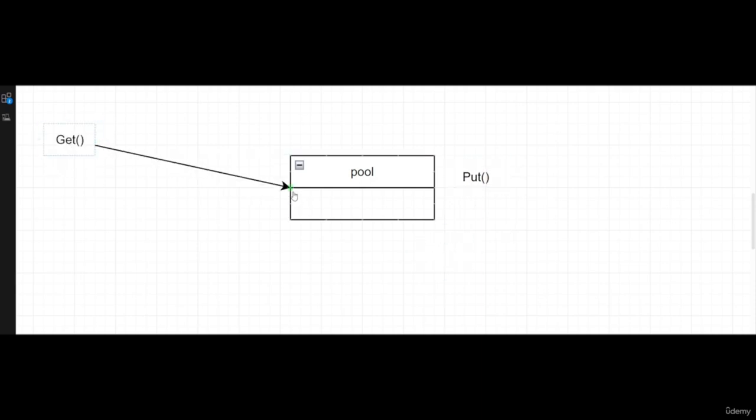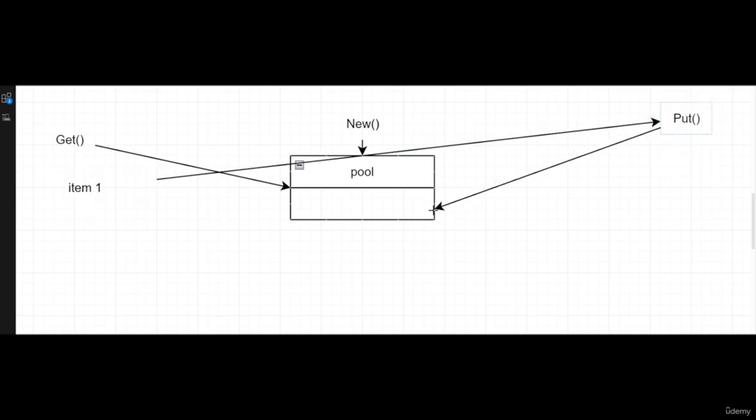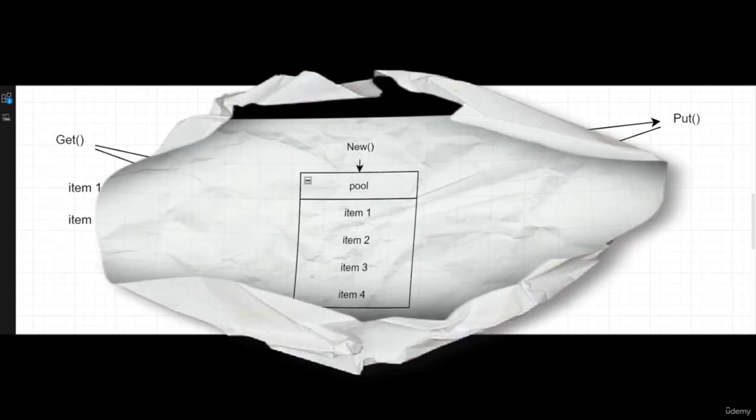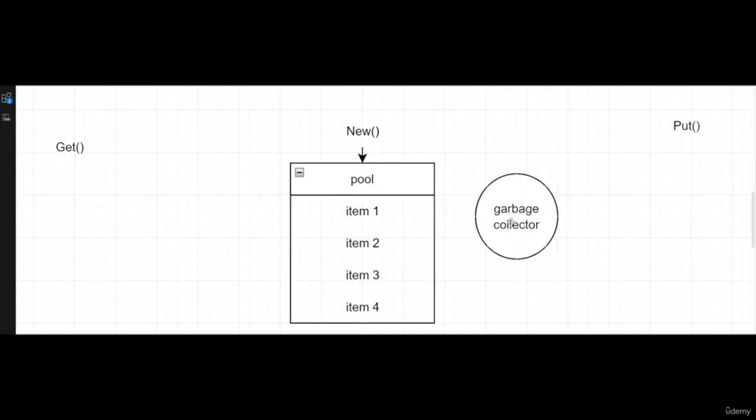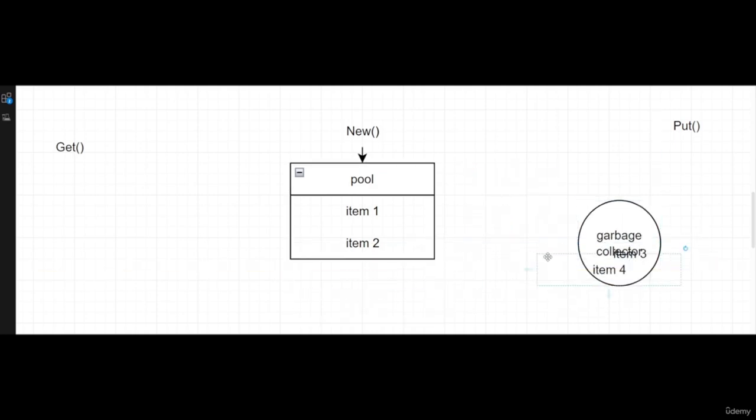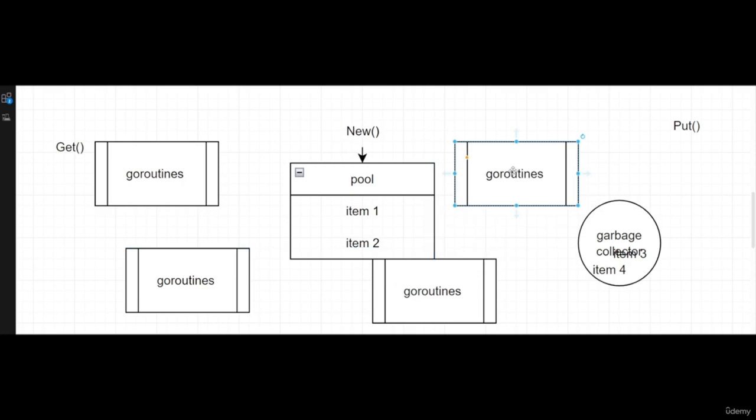When you call get, it checks if there are any objects available in the pool. If there is an object available, it returns that object. If the pool is empty, it calls the new function, if provided, to create a new object and returns it. When you are done using an object obtained from the pool, you should call put to return the object back to the pool. This allows the pool to reuse the object for subsequent calls to get, reducing the need of creating new objects. Any item stored in the pool may be removed automatically at any time without notification. And a pool is safe for use by multiple goroutines simultaneously.